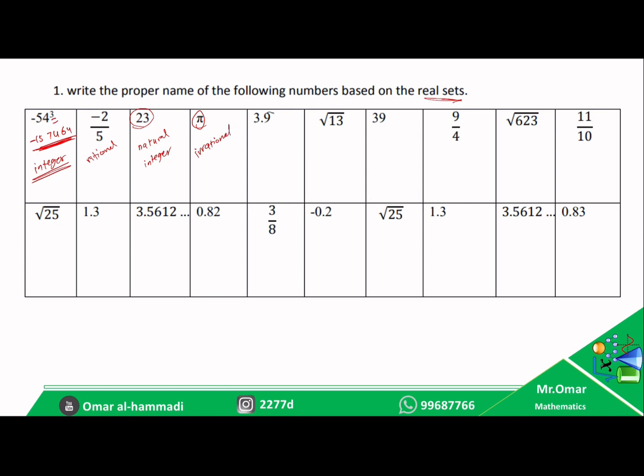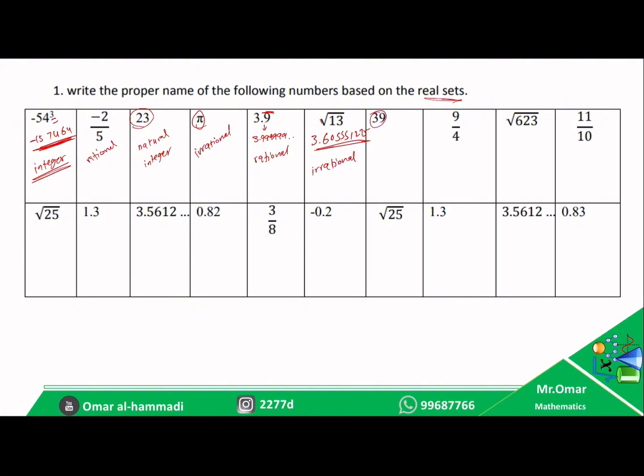3.9 with a dash over it means a repeating 3.99999 like this, so this is a rational. The square root of 13, let's do it in our calculator. We will have 3.605551275. So this is not a repeating one, so this is an irrational.